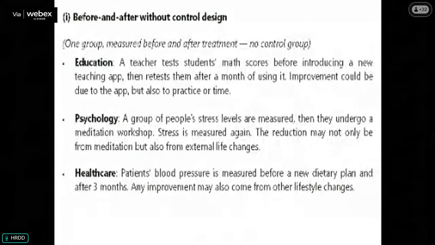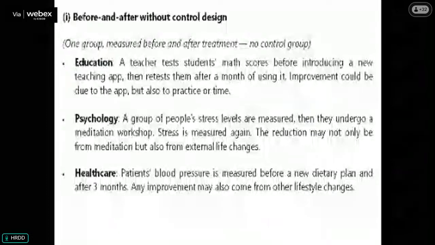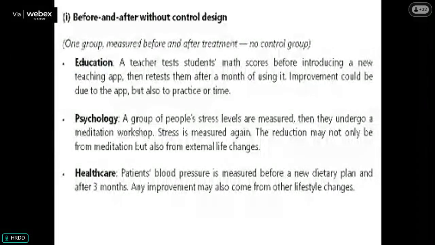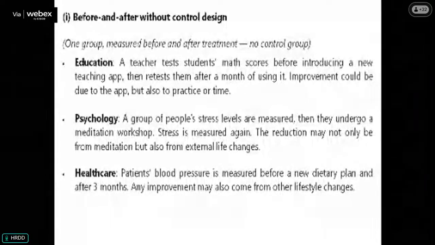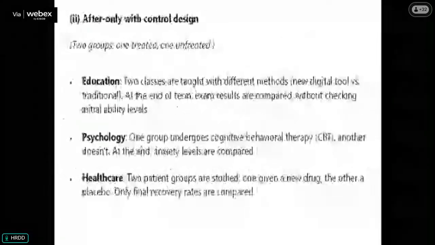The reduction may not be only from meditation but also from other lifestyle changes. In healthcare also, a patient's blood pressure is measured before a new dietary plan and after 3 months. Any improvement may also come from other lifestyle changes. So lifestyle changes are happening, and those are the extraneous variables which are affecting the result.